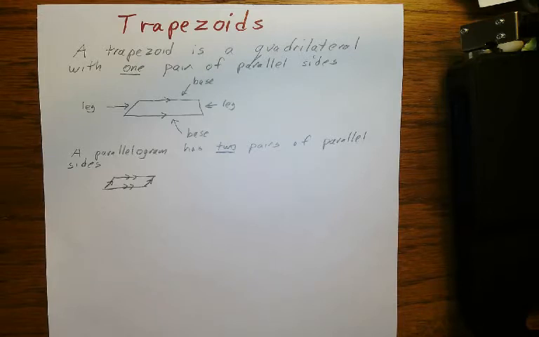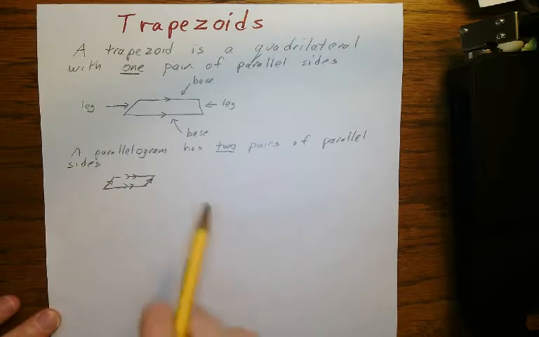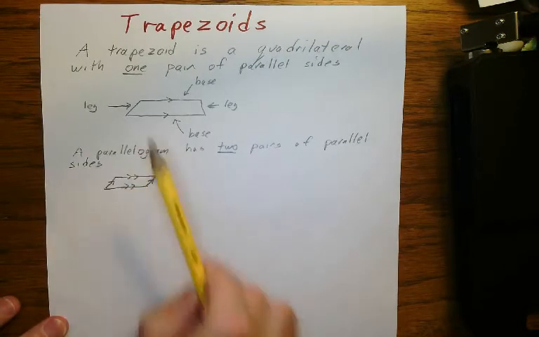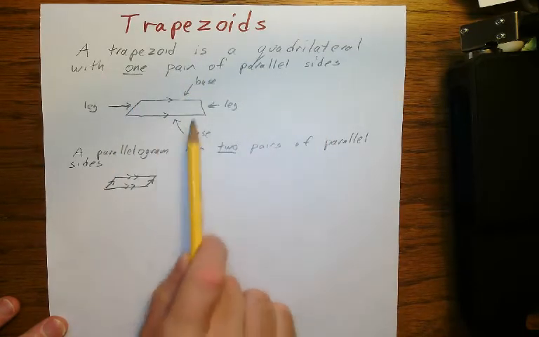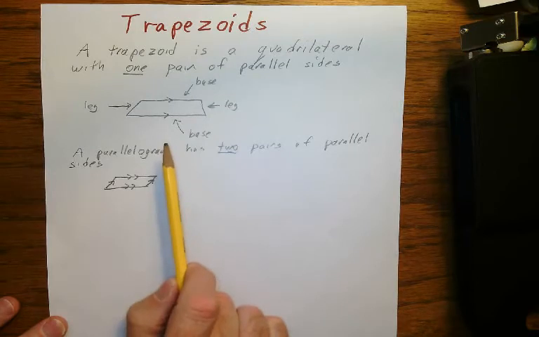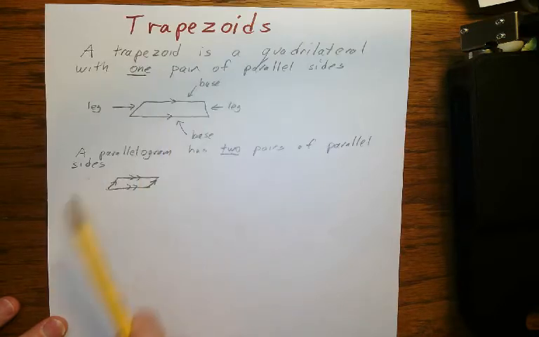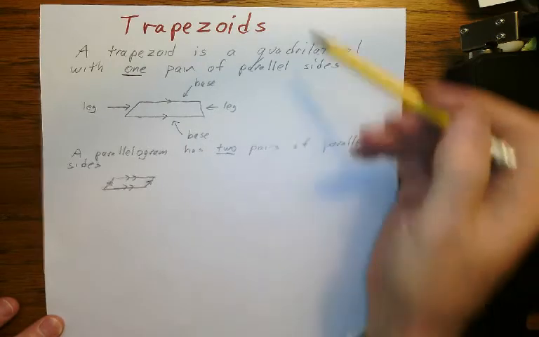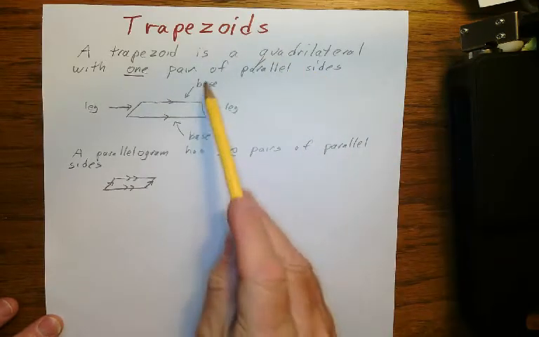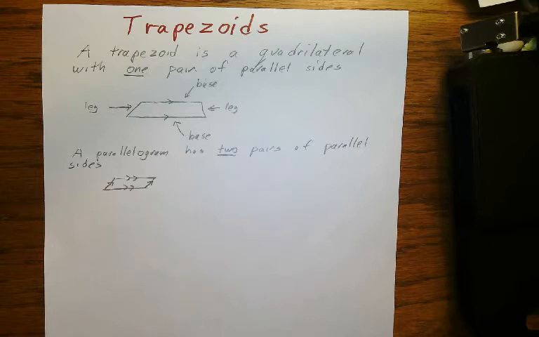Today we're going to talk about the trapezoid. A trapezoid is a quadrilateral with one pair of parallel sides. And here's a diagram of a trapezoid. The arrows on those two sides indicate those two are the ones that are parallel. The sides that are parallel are called the bases. A trapezoid actually has two bases, and the non-parallel sides are called legs.